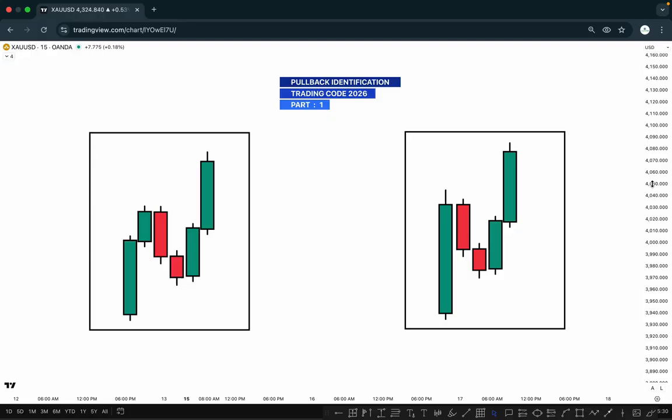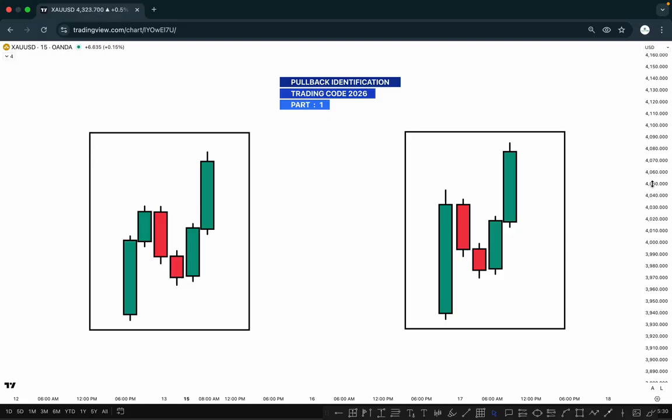In this chapter, I'm going to teach you how we can identify a valid pullback in a bullish market and in a bearish market. And this is our first chapter of Trading Code 2026. In this chapter, you will learn how we can easily identify a valid pullback and what criteria we should follow to mark any kind of bullish and bearish pullback.